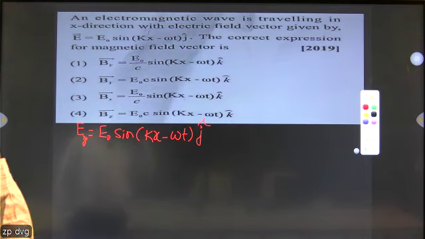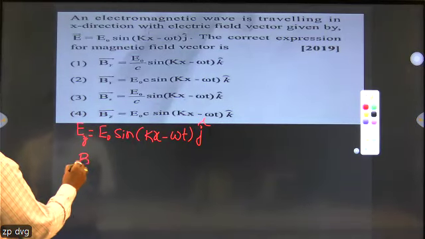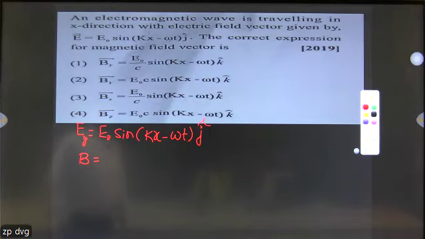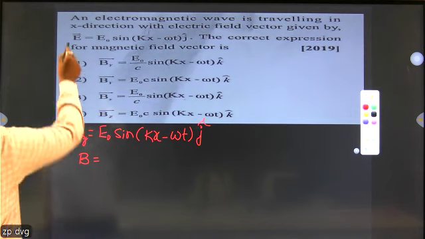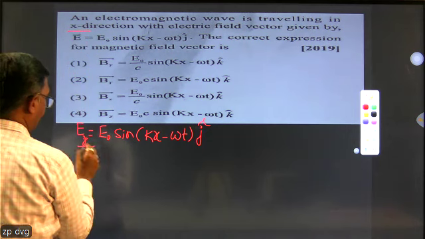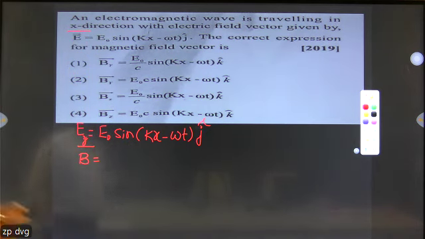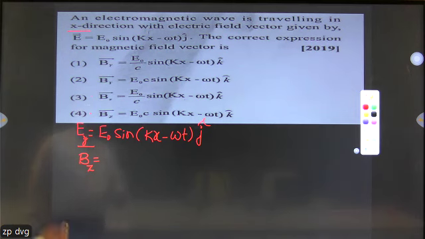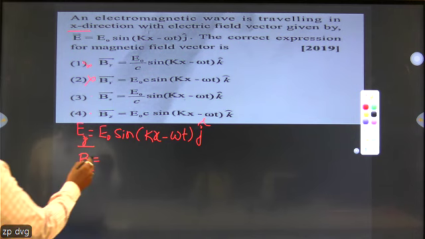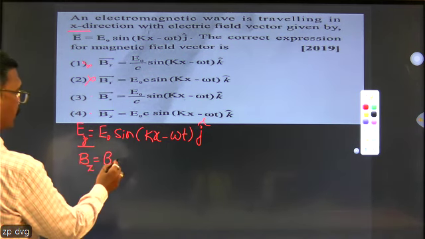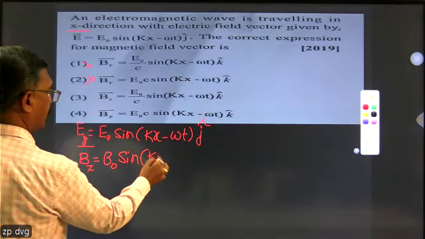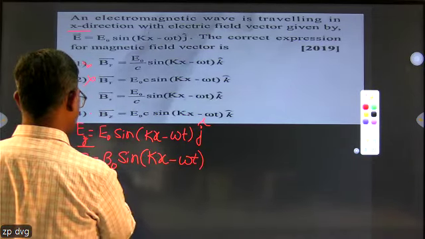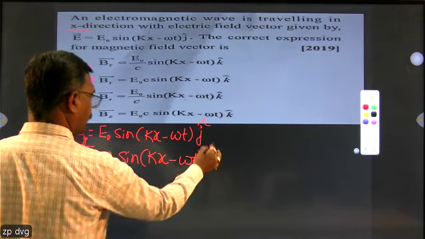What is the correct expression for the magnetic field vector? Since the wave is traveling along the x direction and the electric field is along the y direction, the magnetic field should be along the z direction. So it should be BZ. Not all options have BZ; options 3 and 4 have BZ, so you can remove options 1 and 2. Magnetic field should be along the z axis. So BZ is B naught sin kx minus omega t into k cap.